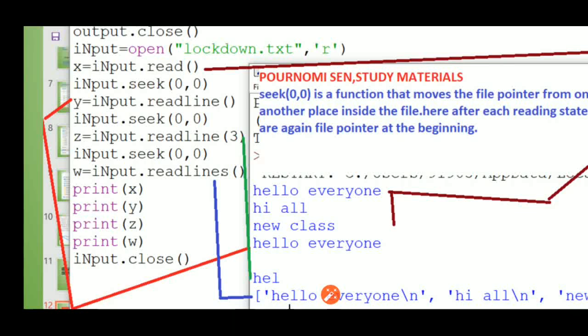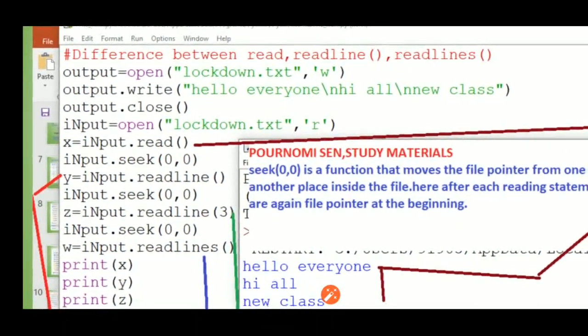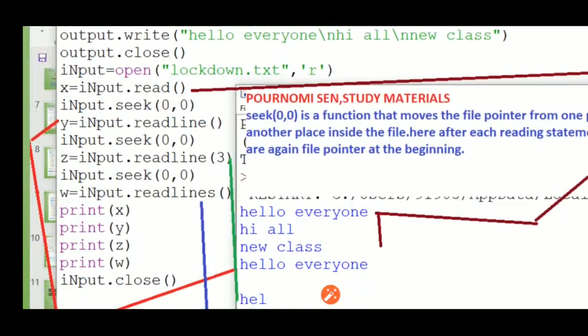Then the last one, again we are using the seek function to move the file pointer to the beginning. Then we are writing w equals input.readlines(). What does the readlines function do? The readlines function reads the content of the file and converts it into a list. So w is not a string, w is a list, where each line is representing a list element. That means we are having three lines here. Hello everyone is the first line, hi all is the second line, new class is the third line.